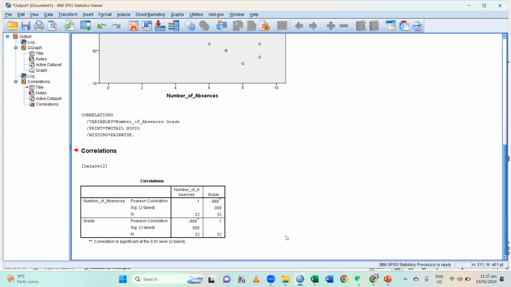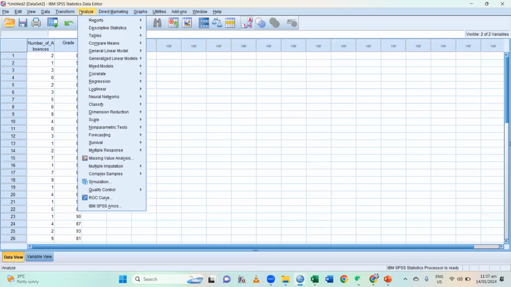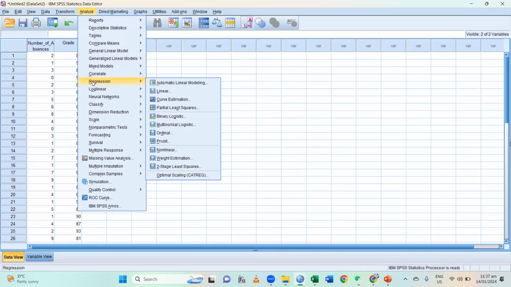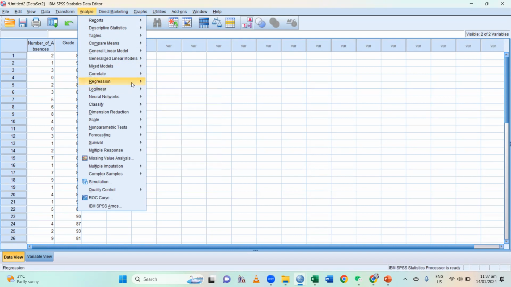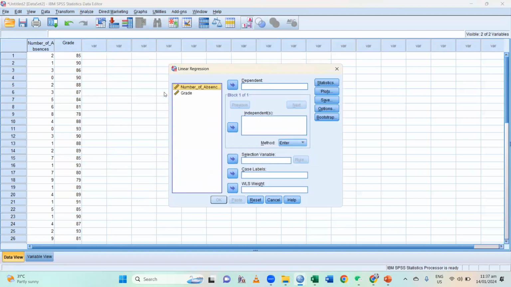To perform linear regression, simple linear regression analysis, go to Analyze. Go to Regression. And after that, go to Linear. Okay, so again, here's a step. Analyze, Regression, Linear. Then click it. Okay.